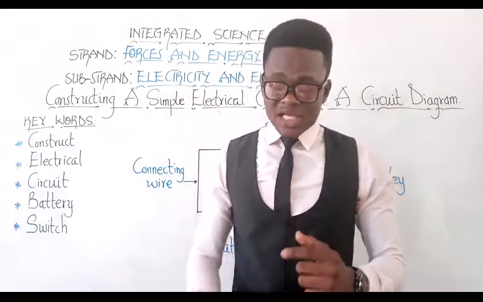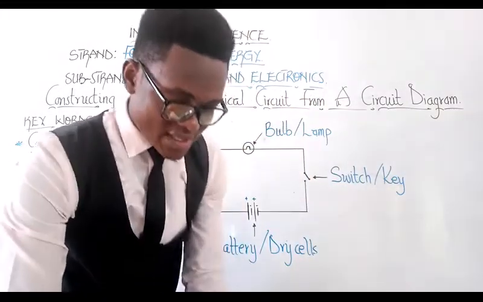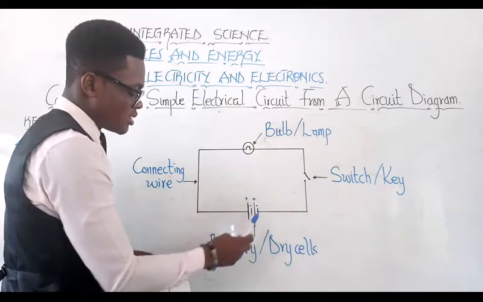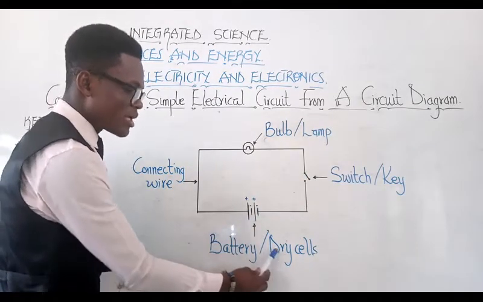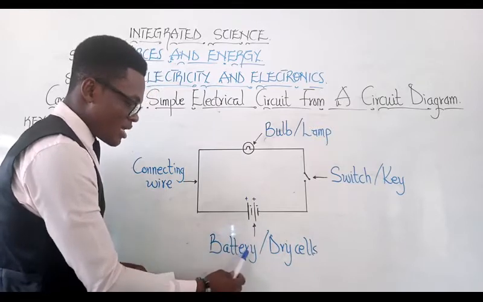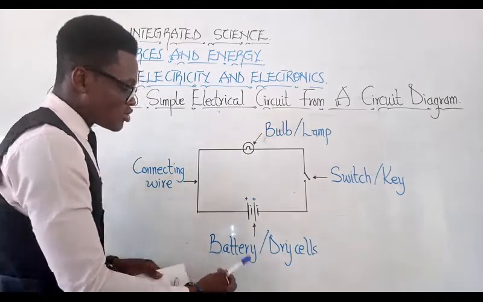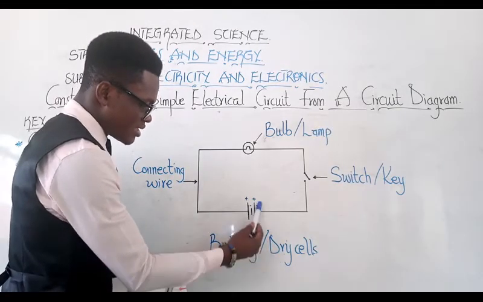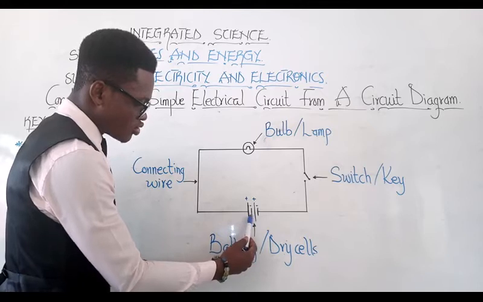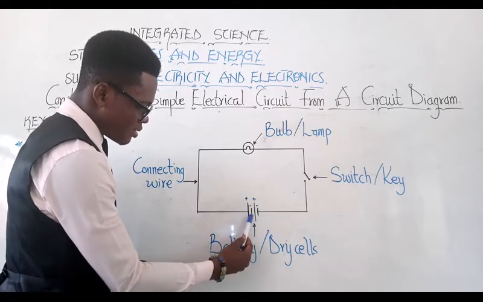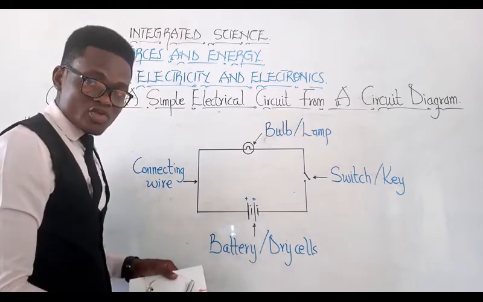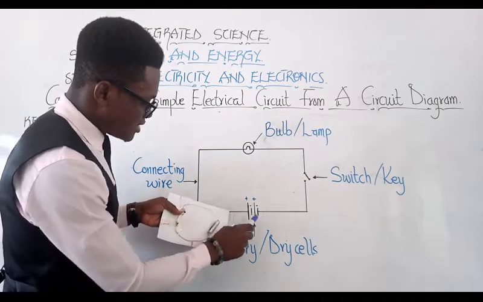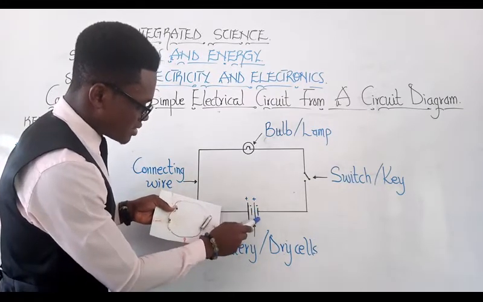But before then, as we said the other time, there are symbols. As you can see over here, these are the symbols: the bulb or the lamp, the switch, and this is a battery, made of dry cells. As I told you, a battery is made up of two or more dry cells joined together. These are dry cells because it has two: this is a dry cell, and another dry cell. So it is called a battery. I believe you are clear with it. So this is our dry cell, and this is the symbol of a dry cell. There's one of it.